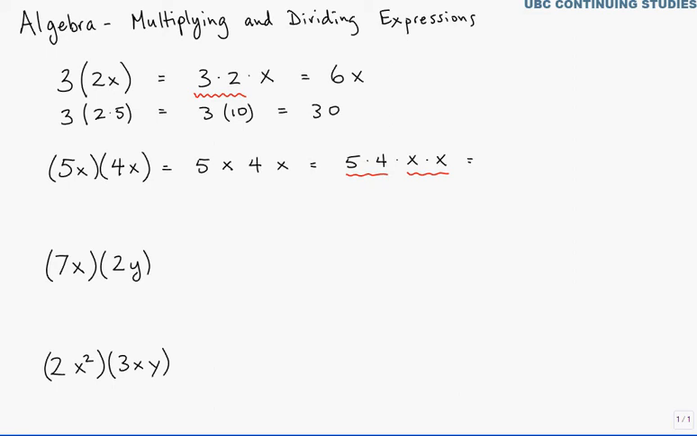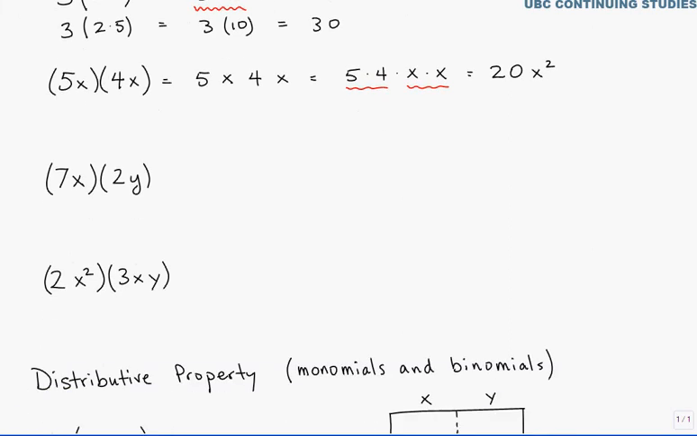Or you can think back to the laws of exponents. If there's no exponent written, there's really a 1 there. So same base, add the exponents. 1 plus 1 gives you 2. So this is 20x squared. And again, feel free to substitute some value of x to see if this holds true.